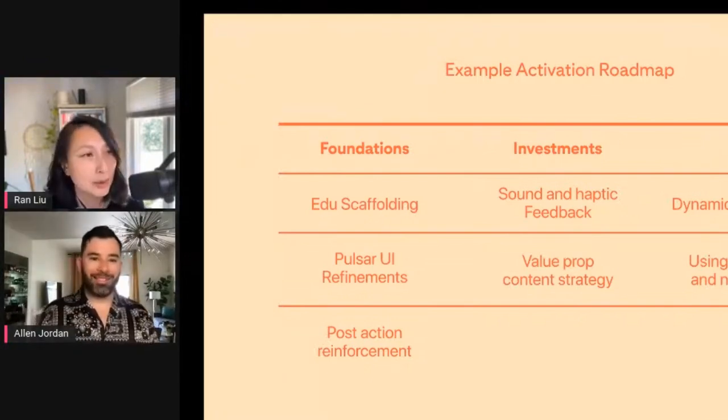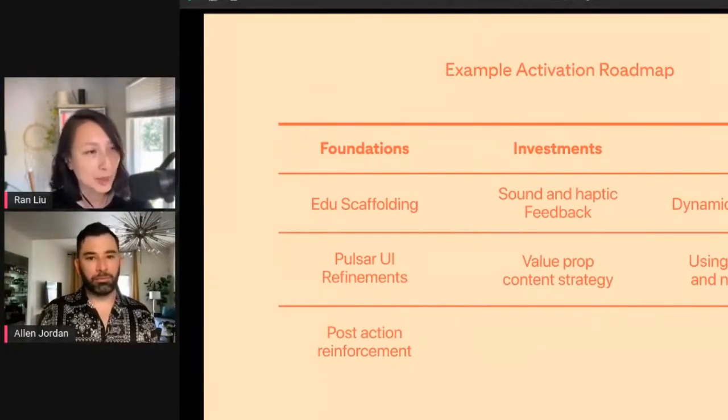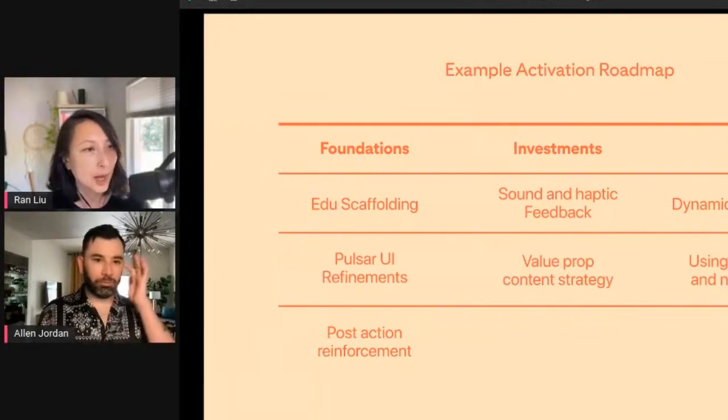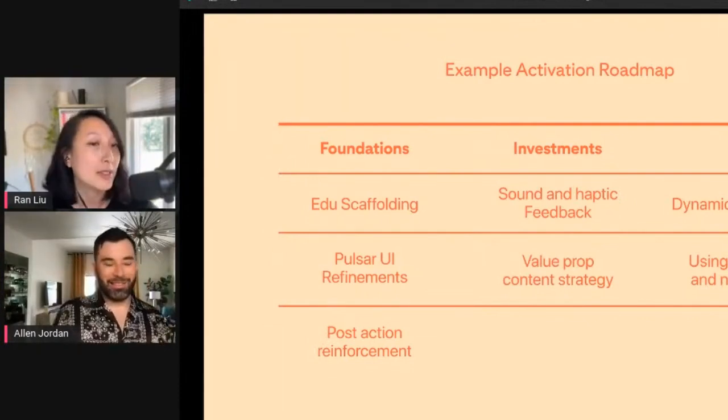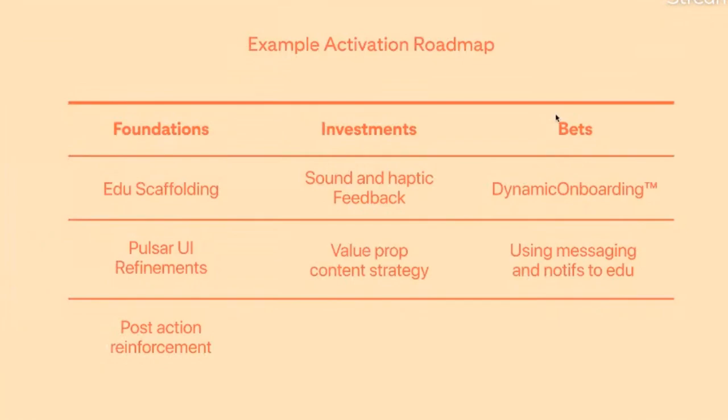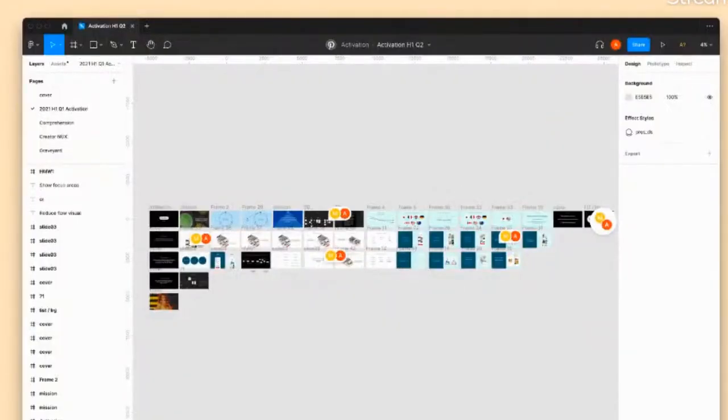A lot of growth teams like focusing on mostly foundations and investment. It's nice that you have this three buckets approach and these types of visualizations, so you know, oh, I'm missing things in the big bets bucket. Exactly. And that's a good segue for what we do when we're road mapping, especially very tactical road maps, either for a half or a quarter.